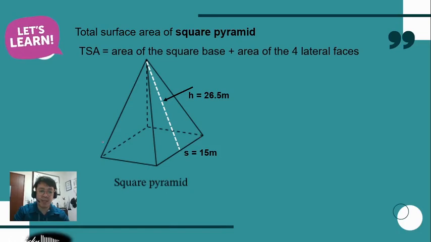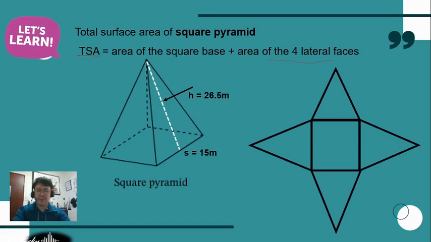The measurement of each side of the square base is equal to 15 meters, and the slant height is equal to 26.5. To solve for the total surface area of a square pyramid, TSA is equal to the area of the square base plus the area of the 4 lateral faces.